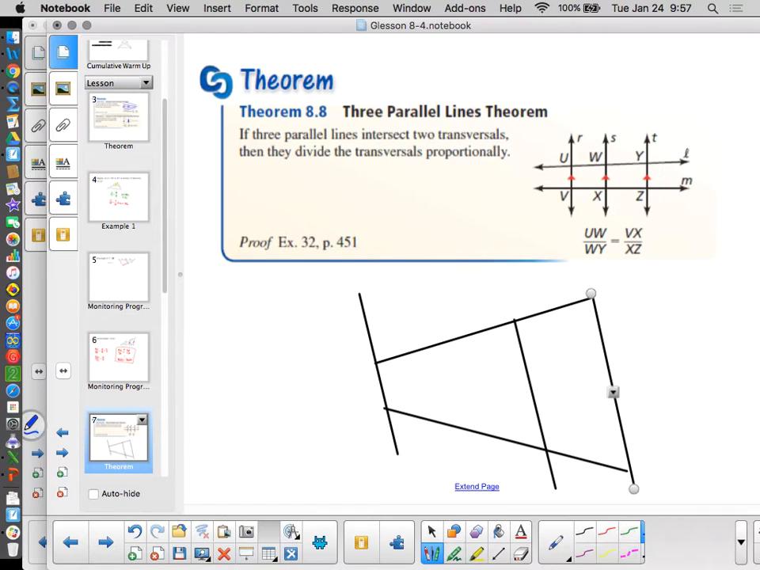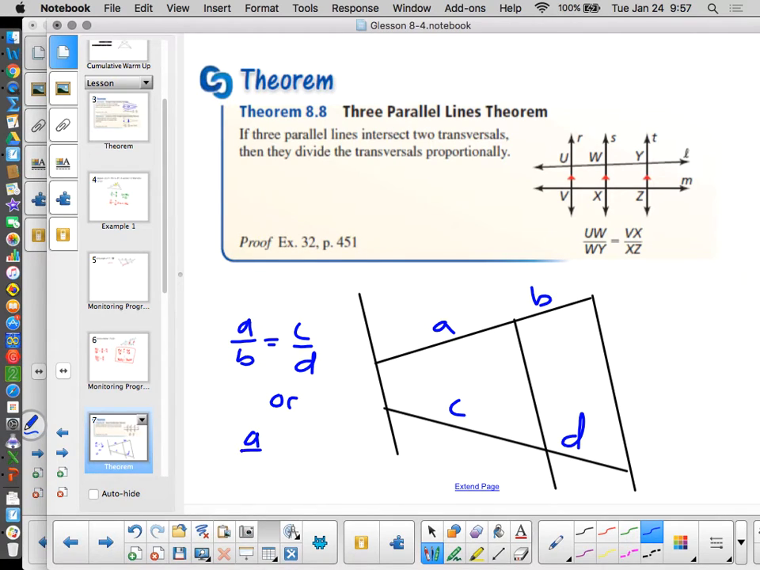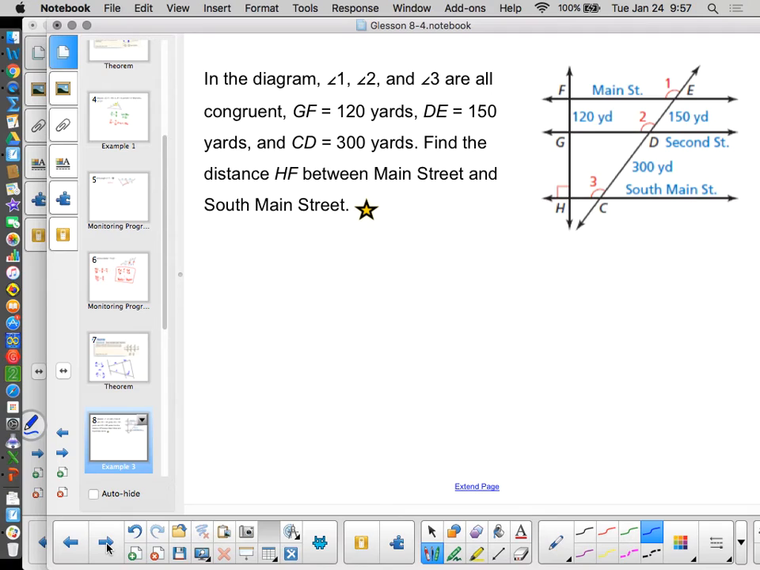I mean, if I had some sides A, B, and C, and D here, A over B equals C over D, or if you choose A over C equals B over D, however you want to set that up. You get the same cross multiplying no matter what you do. Either way, you get AD equals BC when you cross multiply. So again, pretty straightforward to set up here.